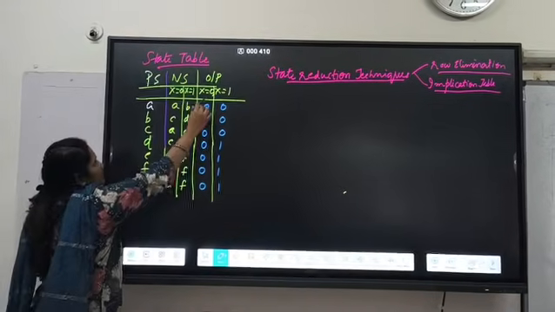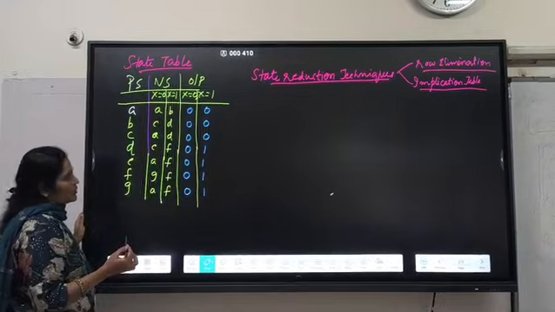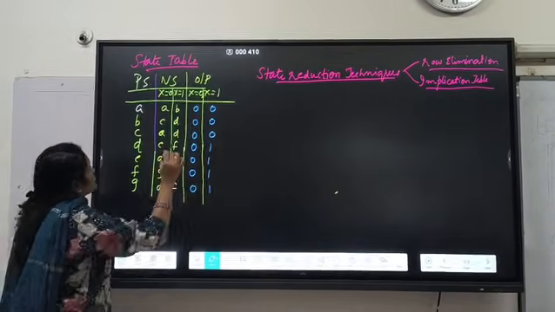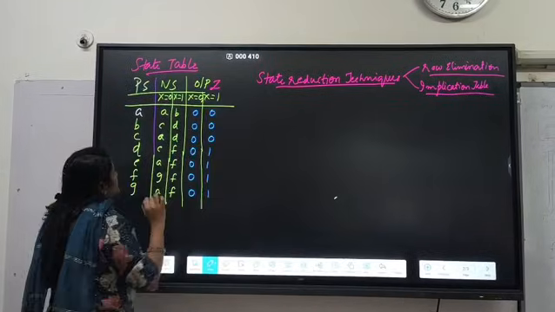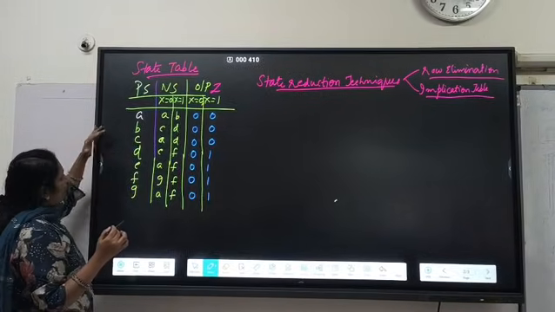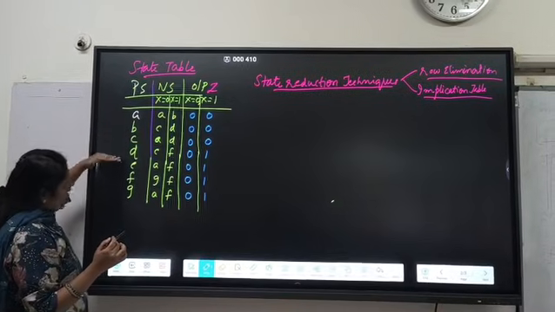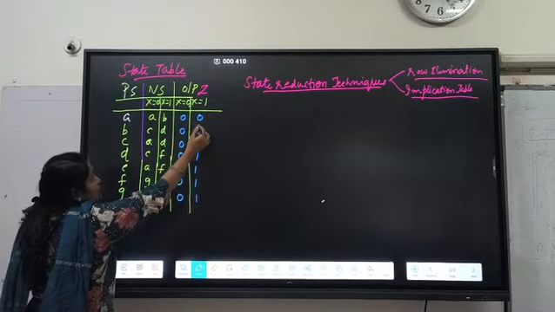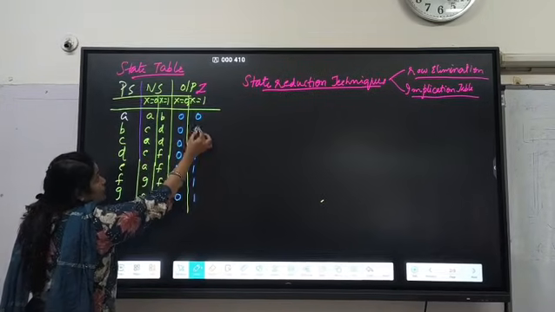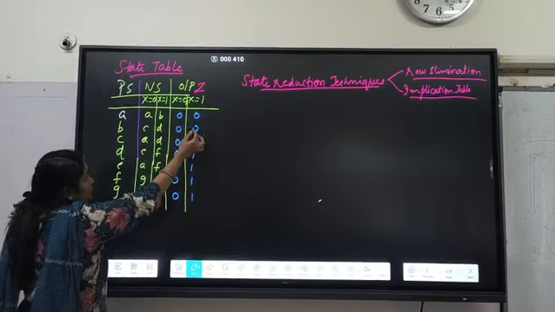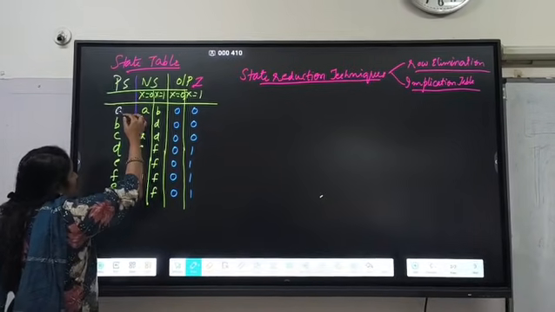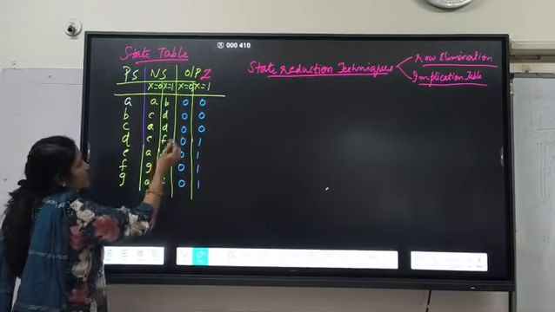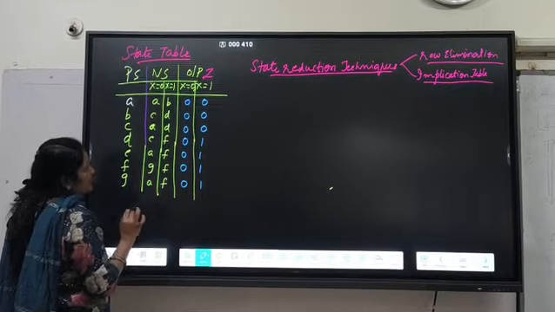If it was a Moore model, I would have had a single column for my output because I have a single input and the output. So say the output I have taken here as Z. Now what I have to do is examine the rows which lead to the same state. But before I do that, I have to also check if the output is the same. Only if the output is the same, and from a present state it is going to the same next state from two states, then we can mark them as equivalent.